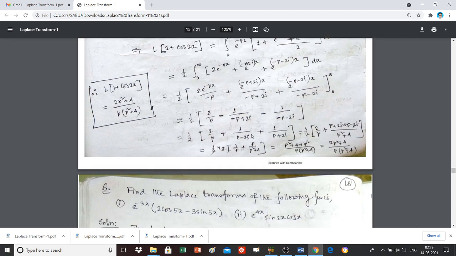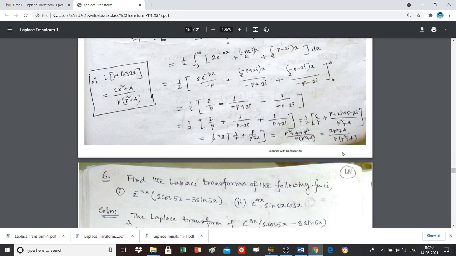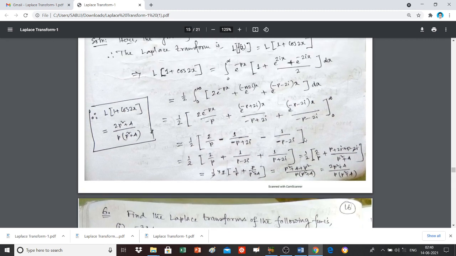So that is equal to half. This half is here, and from here there is a 2, and in this case 2p will be there. So 2 is taken as a common term. So from here 1 by p, and from here p by p square plus 4. So 2 will cancel, and finally this will give you p into (p square plus 4), and from here p square plus 4 plus p square, that is 2p square plus 4 by p square plus 4. So this is the Laplace transform of the function 1 plus cos 2x.